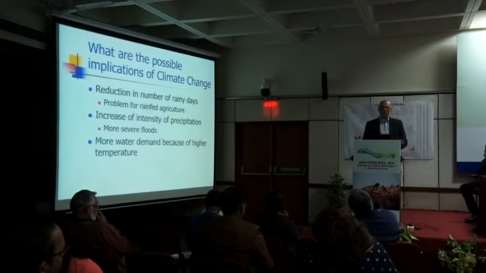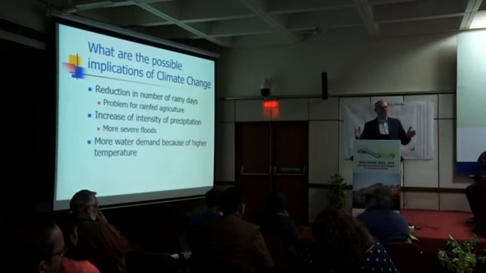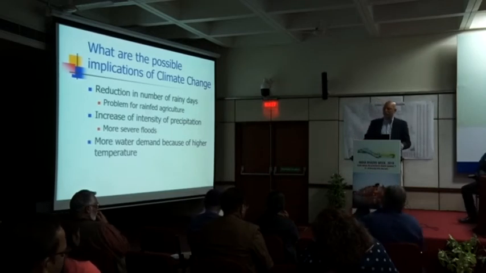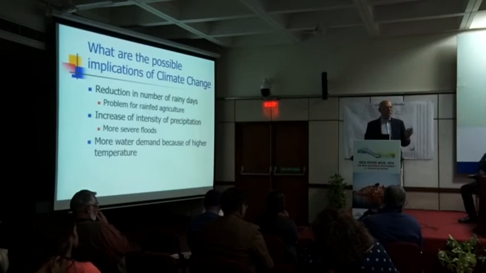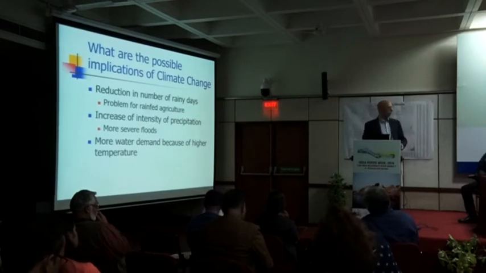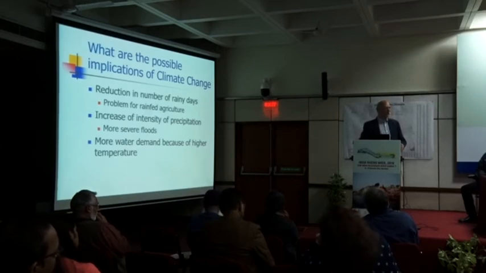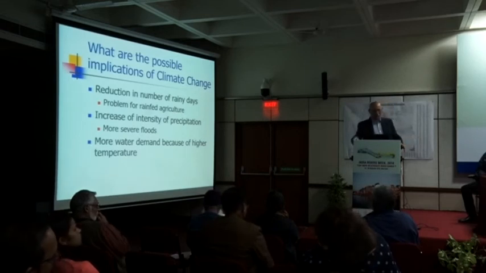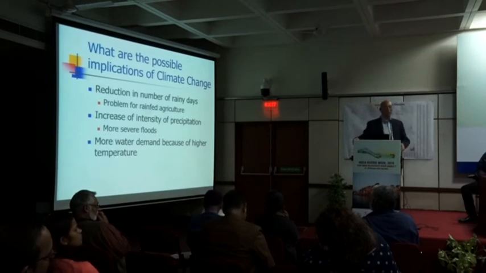If the number of rainy days is reducing, the gap between two rains is going to be more. So your rain-fed agriculture, which is 60% in the country and in the case of the Ganga Basin also around 60%, is going to be affected. You will find a situation where the crop might not be able to survive because of the smaller number of rainy days. Then similarly, the intensity of precipitation is going to be higher.